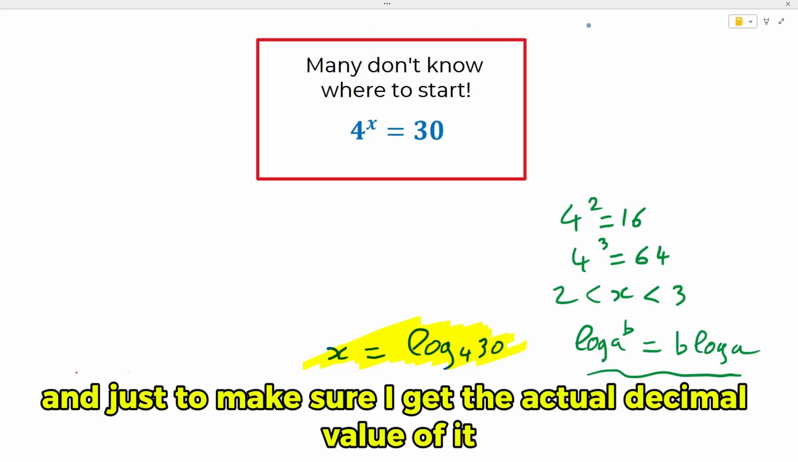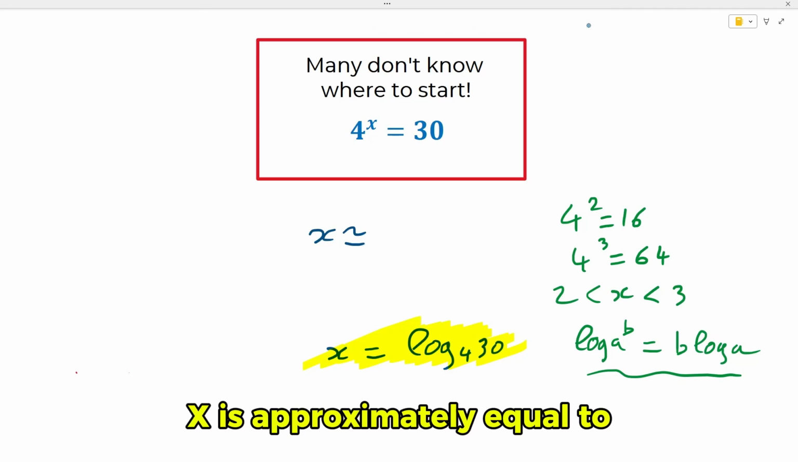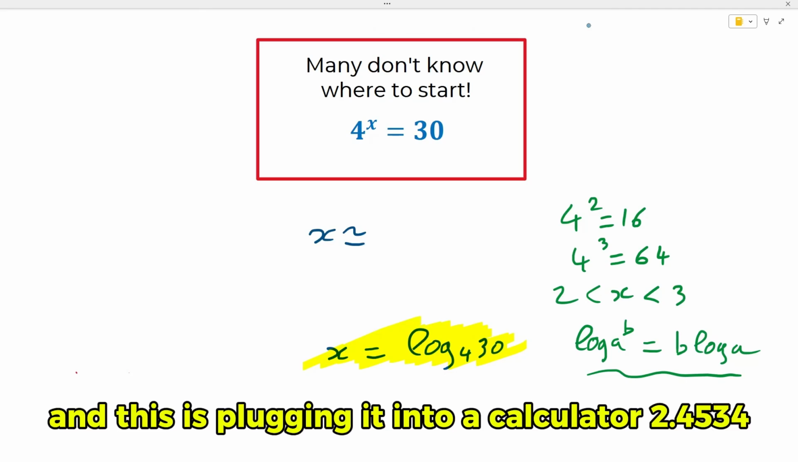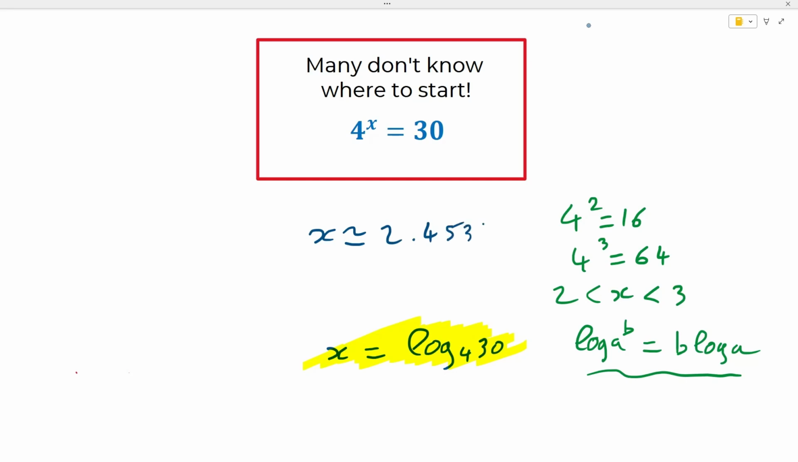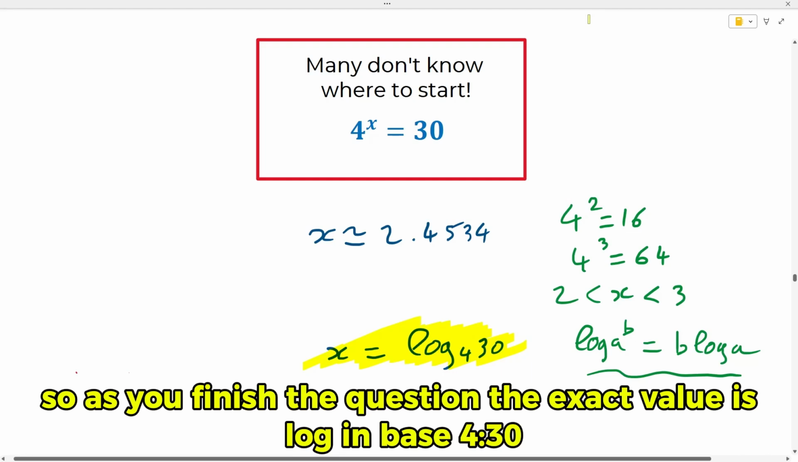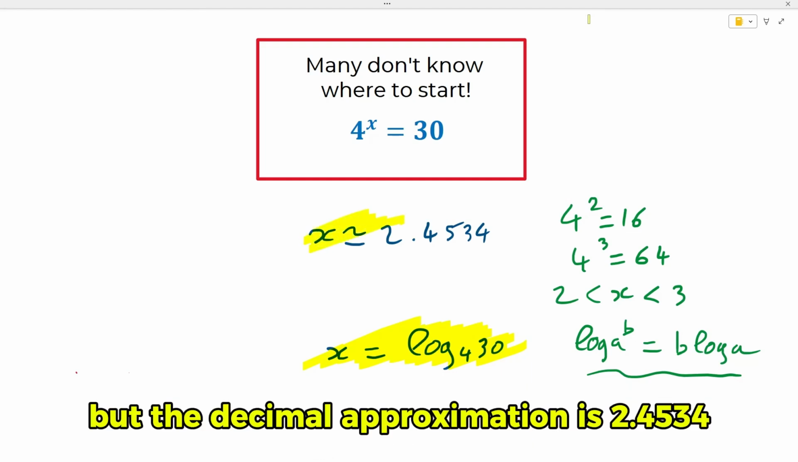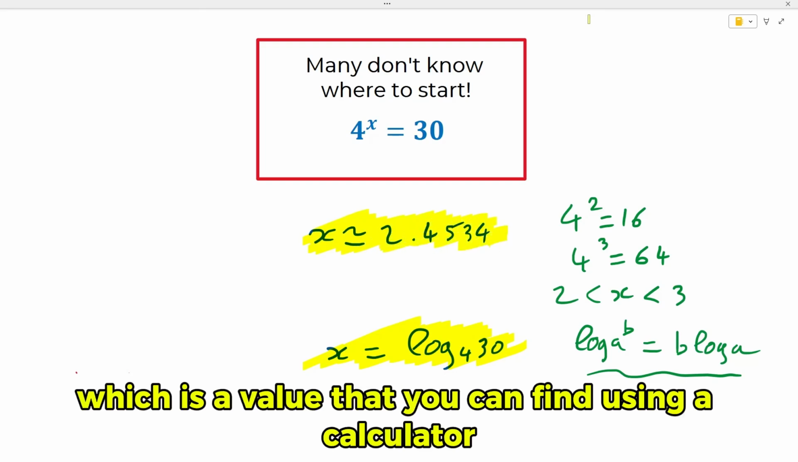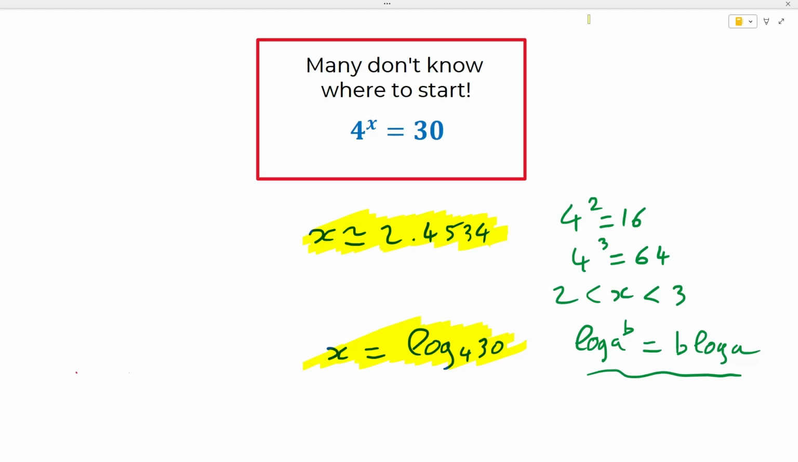And just to make sure I get the actual decimal value of it, x is approximately equal to, and this is plugging it into a calculator, 2.4534. So as you finish the question, the exact value is log in base 4 of 30, but the decimal approximation is 2.4534, which is a value that you can find using a calculator.